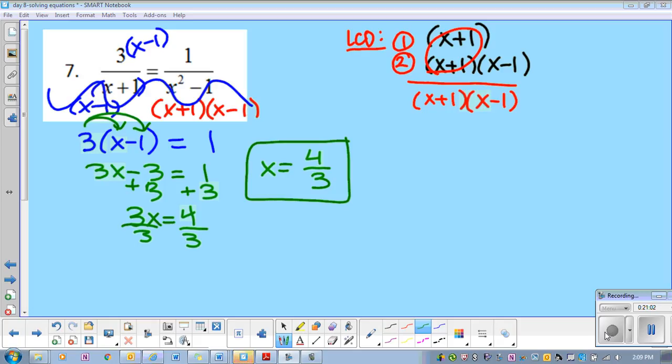That means I need to plug it into the LCD. So guys, basically plug it into each of these and then multiply it together. See if any of those equal 0. So 4/3 plus 1. Does that give me 0? 4/3 minus 1. Does that give me 0? No, so this one is a solution.